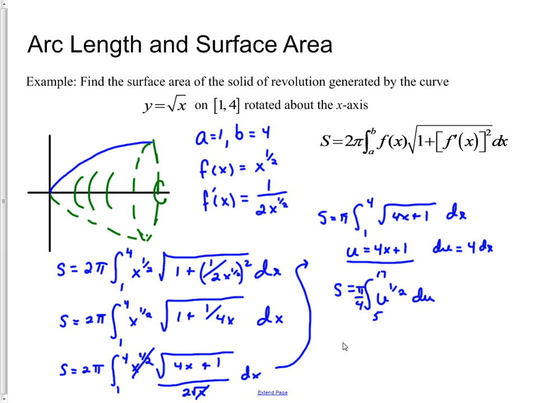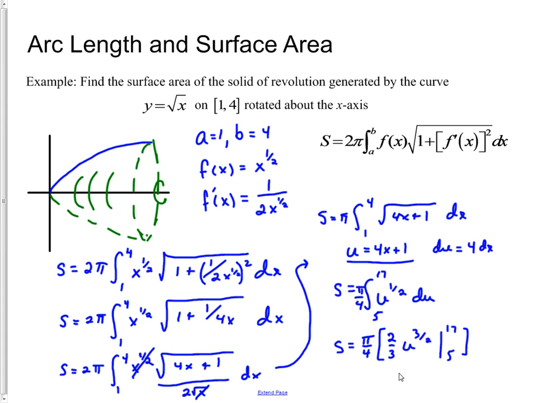And so we're going to get a surface area equal to pi over 4 times the quantity 2/3 of u to the 3/2 evaluated from 5 to 17.